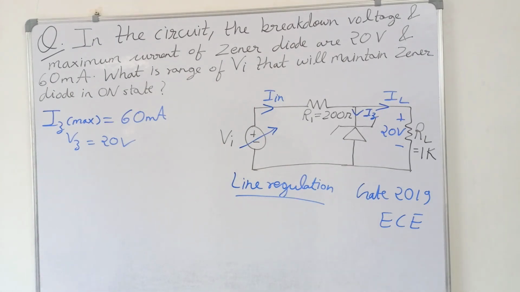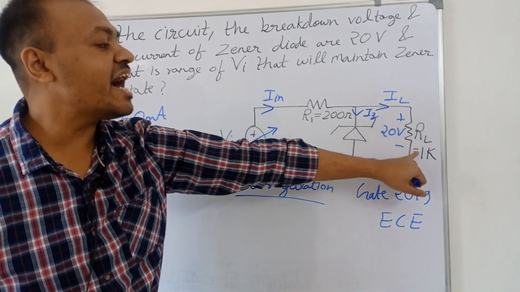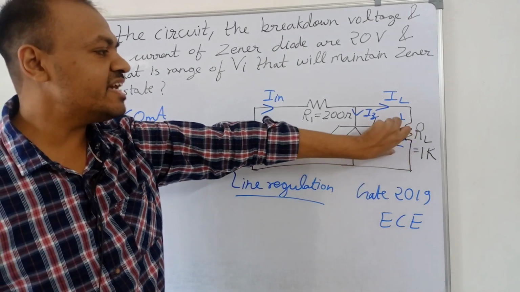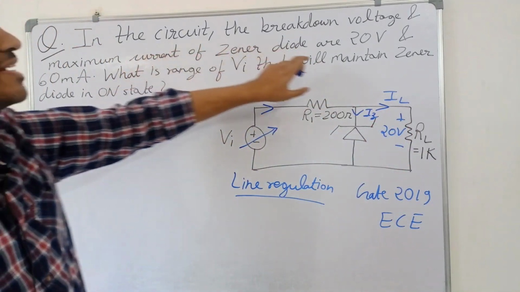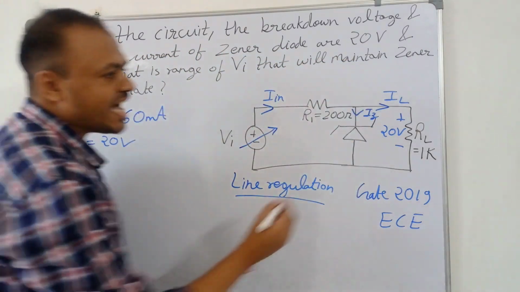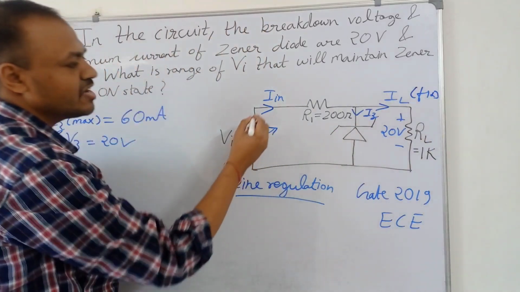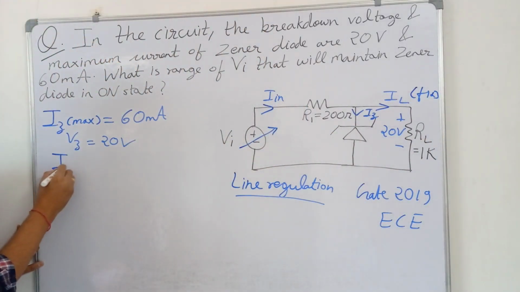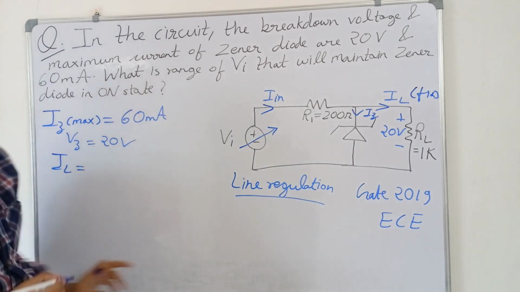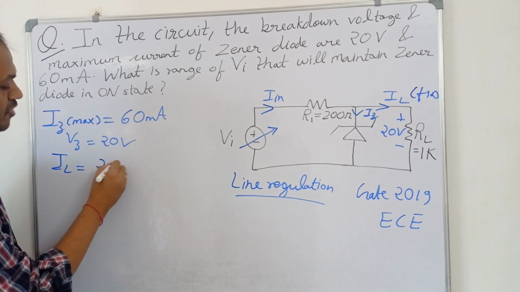First of all, we are given R1 equal to 200 ohm and RL equal to 1K. Voltage across this RL is 20 volt because it is the breakdown voltage of the Zener diode. So this IL will be fixed. Obviously Iin and Iz are variable. So we can find IL by Ohm's law: 20 volt upon 1 kilo ohm, so it will be equal to 20 milliampere.